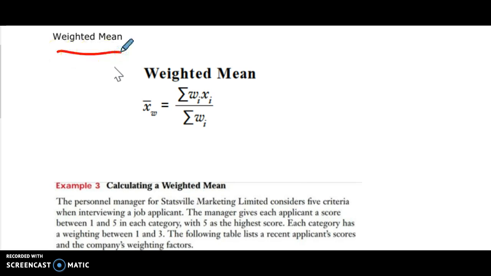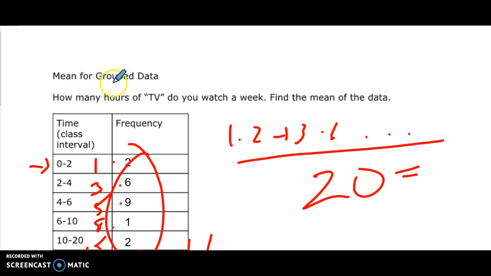We talked about mean, mode, and median, and we looked at different distributions: skewed left, skewed right, and normal. Then we talked about what happens when you have grouped data, where you have intervals. You take the middle of the interval and multiply by the frequency.